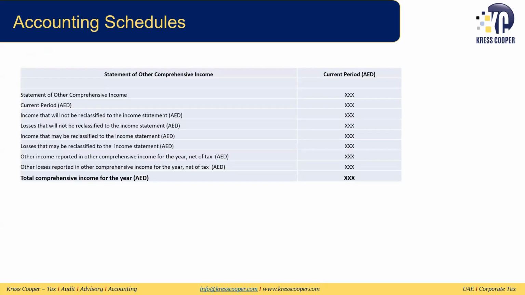Then they're asking you to reproduce the statement of other comprehensive income over here. Write what is the income that will not be reclassified to the income statement, what are the losses that will not be reclassified to the income statement, income that may be reclassified to the income statement, losses that will be reclassified, and other income reported under comprehensive income for the year. So basically, it is asking you to reproduce the statement of other comprehensive income in this portion.